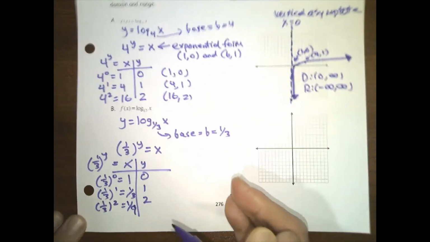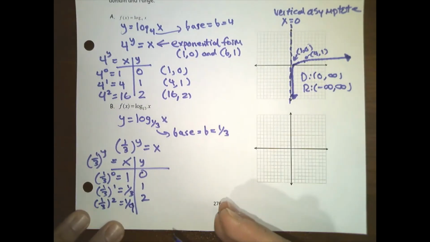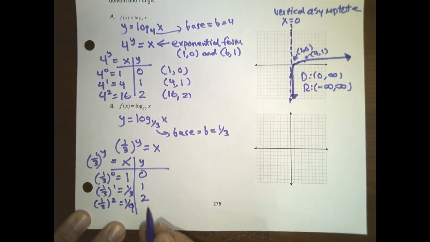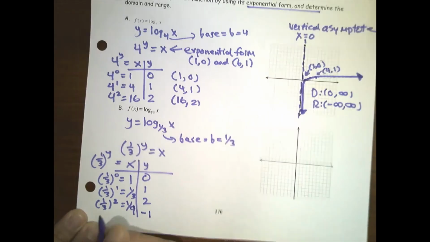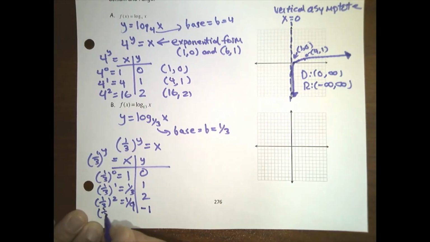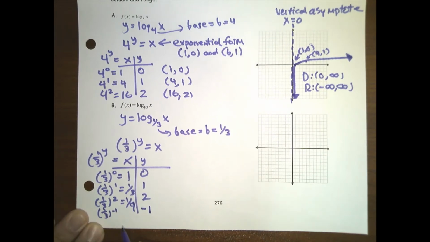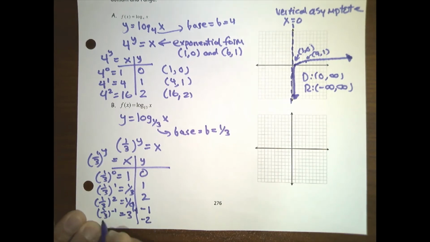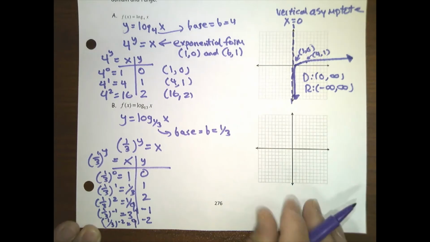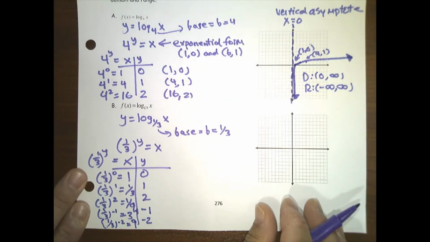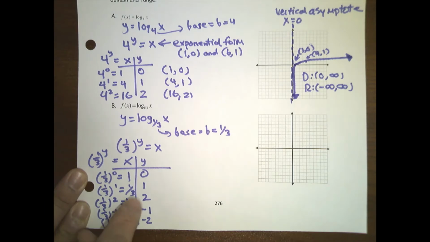And so I see what's going on. I might actually want to pick negative numbers like -1. If y is -1, then I get a positive 3. If y is -2, I get a positive 9, and that might be easier for me to graph the function using whole numbers rather than fractions for x.